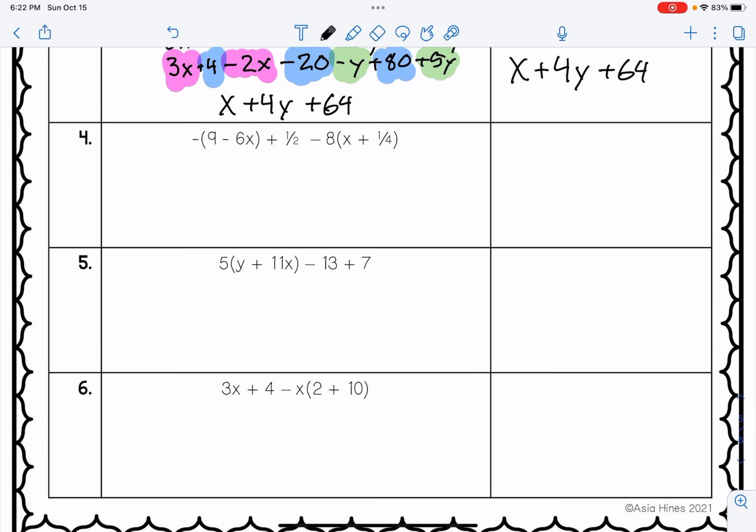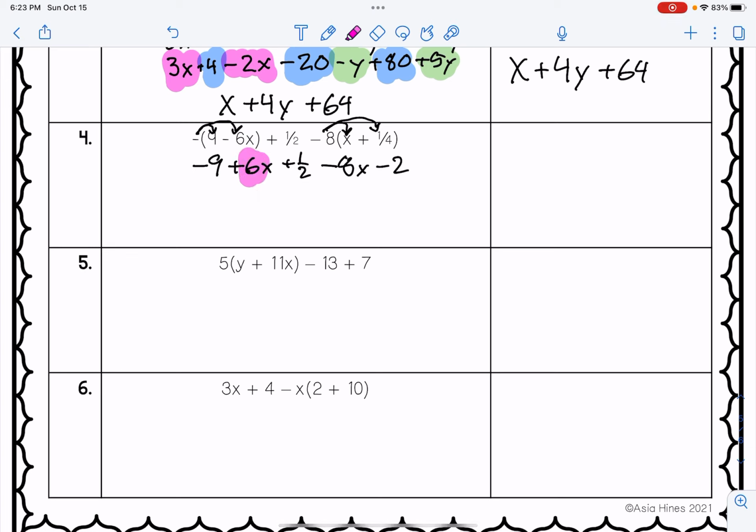Number 4 here, remember we want to distribute everywhere we have a set of these parentheses where we can. So, got to take this negative in. So the opposite of 9 is negative 9. Got to take this negative in here. So the opposite of minus 6x is plus 6x. Now I'm going to leave that plus 1/2 alone, and I have to distribute this negative 8. So negative 8 times x is negative 8x, and 1/4 of negative 8, or negative 8 times 1/4, is minus 2.